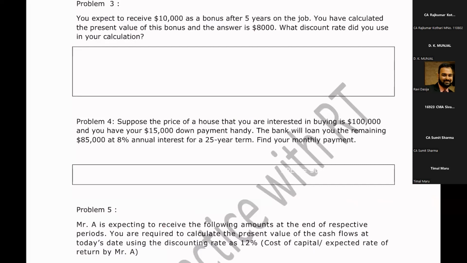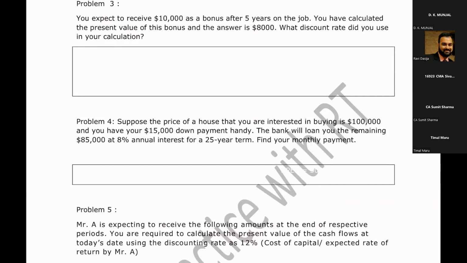We have to be fast. I have 7 or more problems on time value only. But I think after this, your time value concept should be clear. What he is asking, this also we have done in the time value of money, chapter 2, the same thing we did earlier.